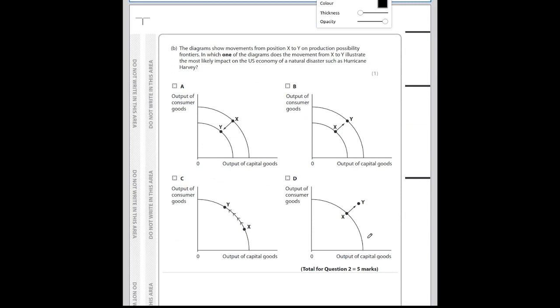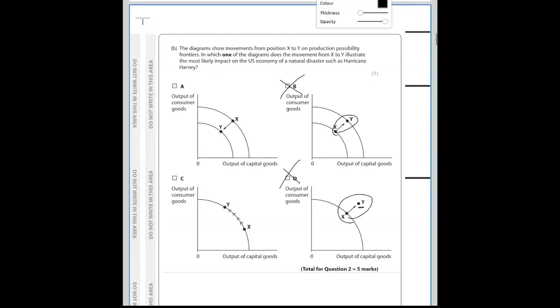B shows, the diagrams below show movements from position X to Y on a production possibility frontier. In which one of the diagrams does the movement from X to Y illustrate the most likely impact on the US economy of a natural disaster such as Hurricane Harvey? So right away, when I'm looking at these production possibility frontiers, it's not going to be B or D, because both of these are indicating some version of increasing output. D is effectively impossible, right?